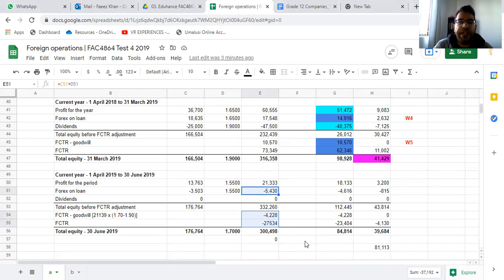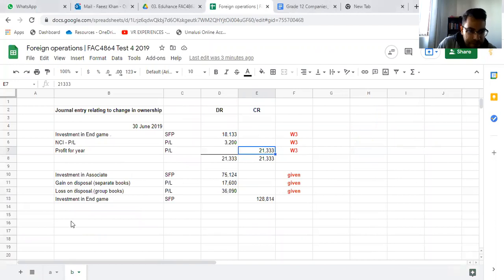Okay, now we're going to bring through the FCTR. So what we're going to do with FCTR, FCTR is basically an equity balance. So FCTR is an equity balance. So what we're going to do is the following. So with the journal entry, we're going to do the following.